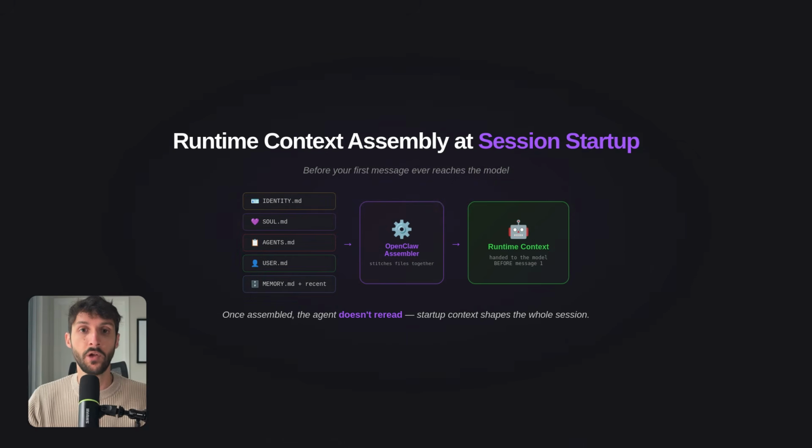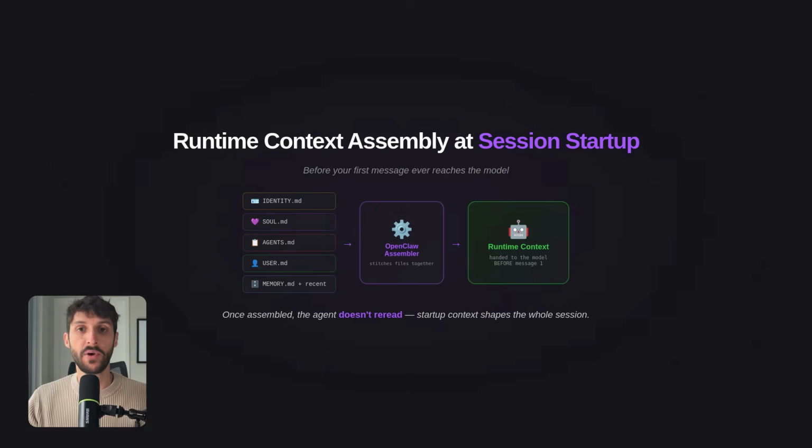When you start a session in OpenClaw, before your first message even reaches the model, OpenClaw assembles the runtime context. That context includes your workspace files, identity.md, soul.md, agents.md, user.md, plus your memory files like recent daily memory and memory.md. OpenClaw stitches them together into the startup context the agent runs on. Once that context is assembled at the start of the session, the agent doesn't keep manually rereading those files in the middle of the conversation unless something specifically requires it. The startup context is what shapes behavior across the session.